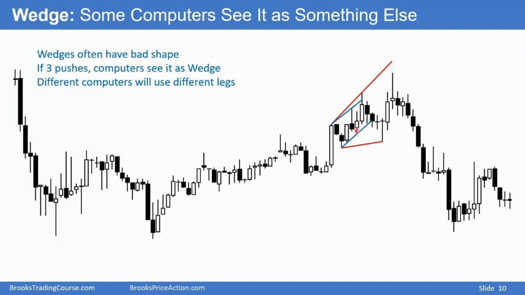Maybe you want to call it an expanding triangle top. I don't know, but some computers will see the 3 pushes as 1, 2, 3. Other computers will say 1, 2, 3, and not call it a wedge, simply call it a bull channel. And then look for a reversal down, especially a second reversal down. First attempt, and then second attempt.